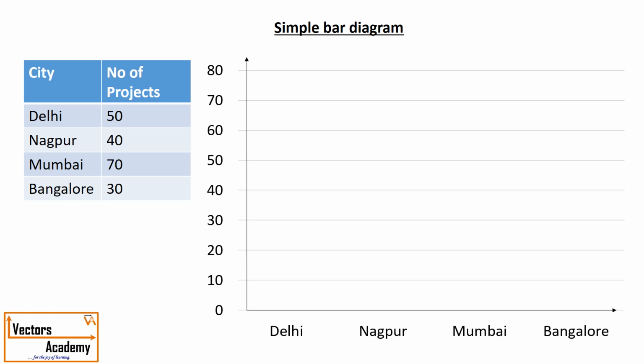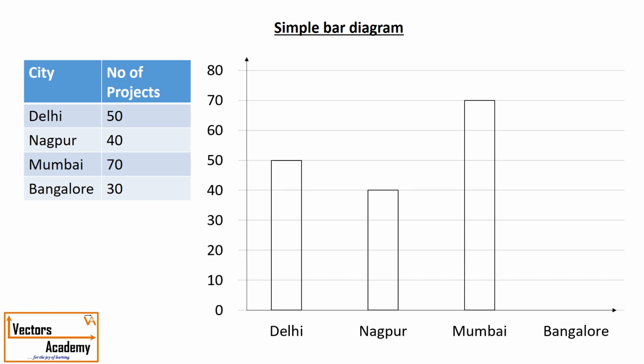Consider Delhi. It has 50 projects in it. So I'll draw a bar of 50 above the name of Delhi. In the same way, Nagpur has 40 projects. I'll draw the bar of 40 above Nagpur. Mumbai has 70 projects, a bar of 70. And Bangalore has 30 projects. So this is a simple bar diagram.